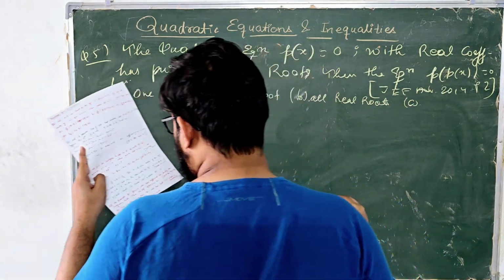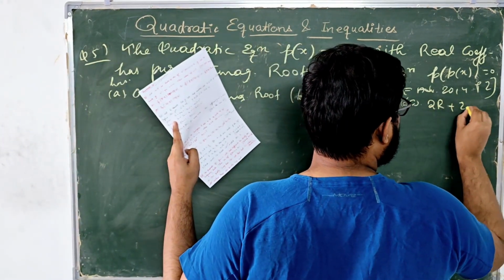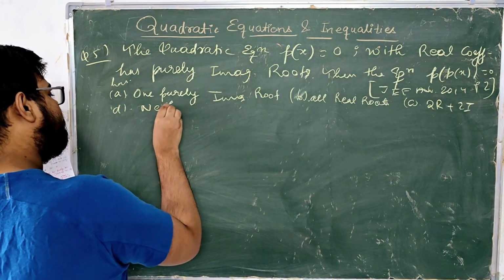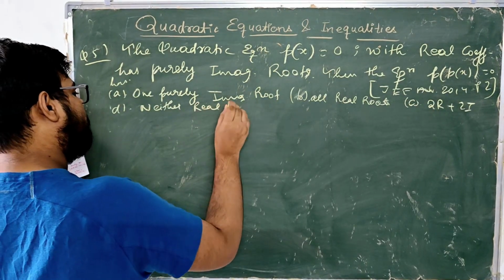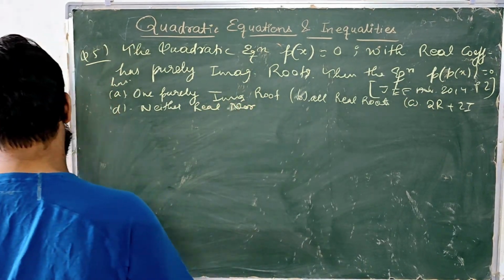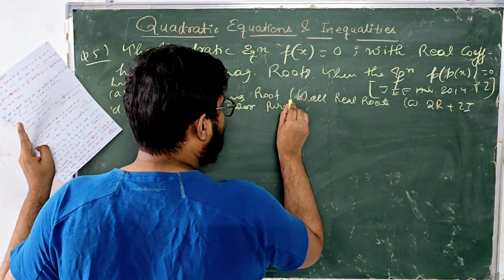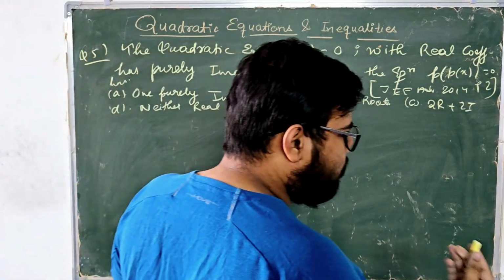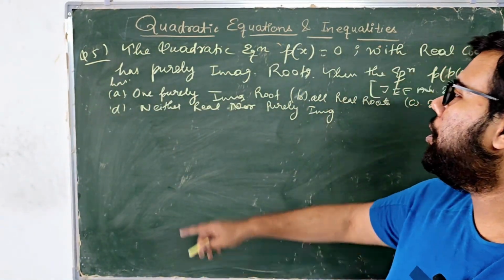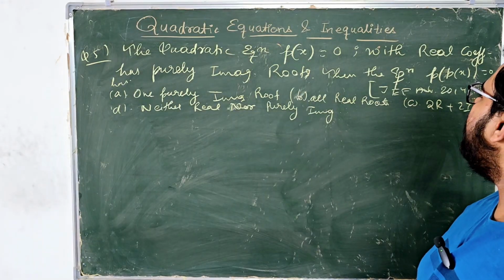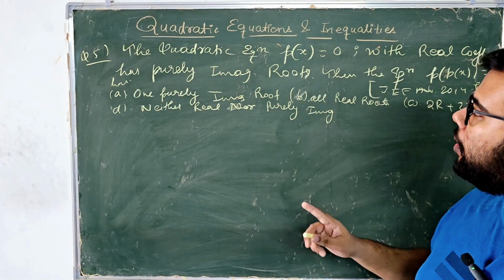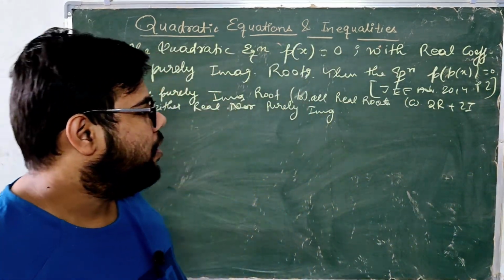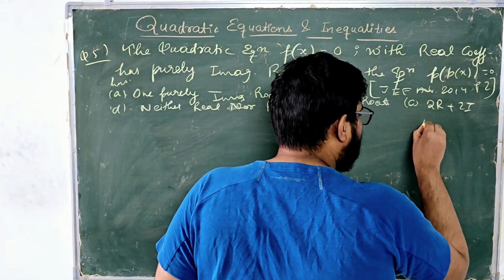Option C, 2 real plus 2 imaginary. Neither real nor purely imaginary. Now what does purely imaginary mean? The question is: the quadratic equation p(x) equal to 0 with real coefficients has purely imaginary roots. Now purely imaginary means there is no real term in that. That is, it is of the form i lambda.